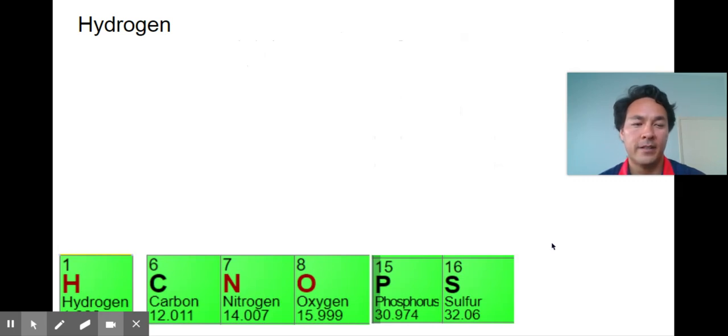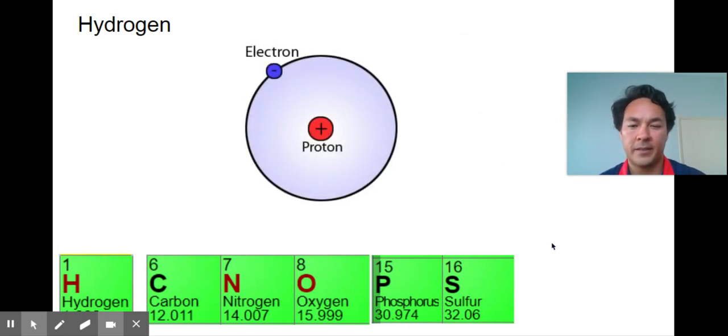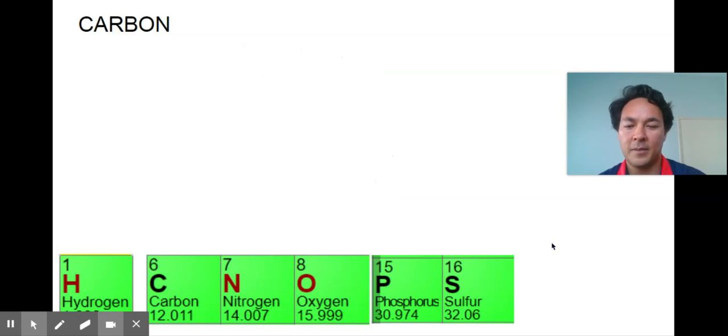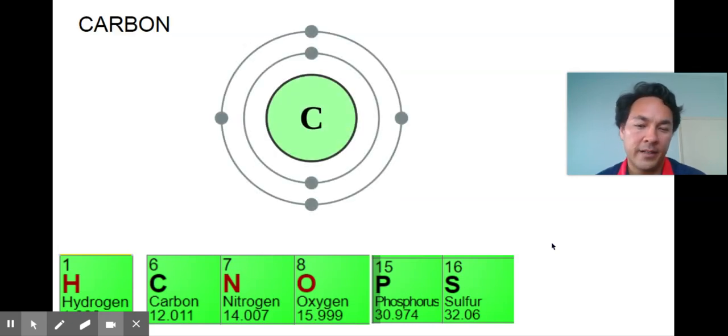All right, let's go through it. So here you go for hydrogen. We've already done that once. It's got 1 proton and 1 electron. Carbon. Carbon has 2 on the first level and then 4 on the outer level.